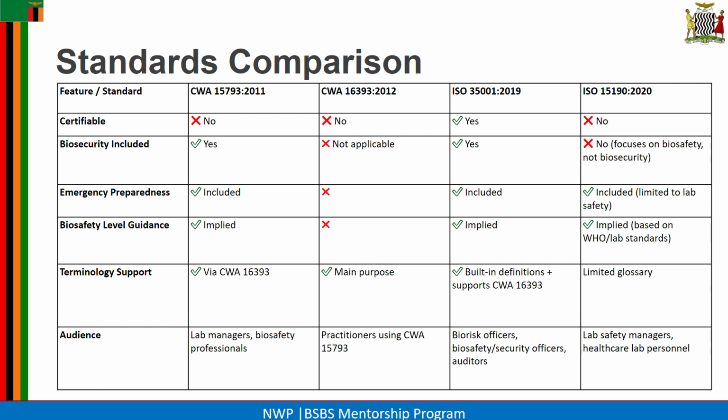Is biosecurity included? In CWA 15793, there is biosecurity. Not applicable to 16393 because it's the same thing as 15793. Then biosecurity is included in 35001, so there's both biosafety and biosecurity in 35001. But in 15190, there is no biosecurity.